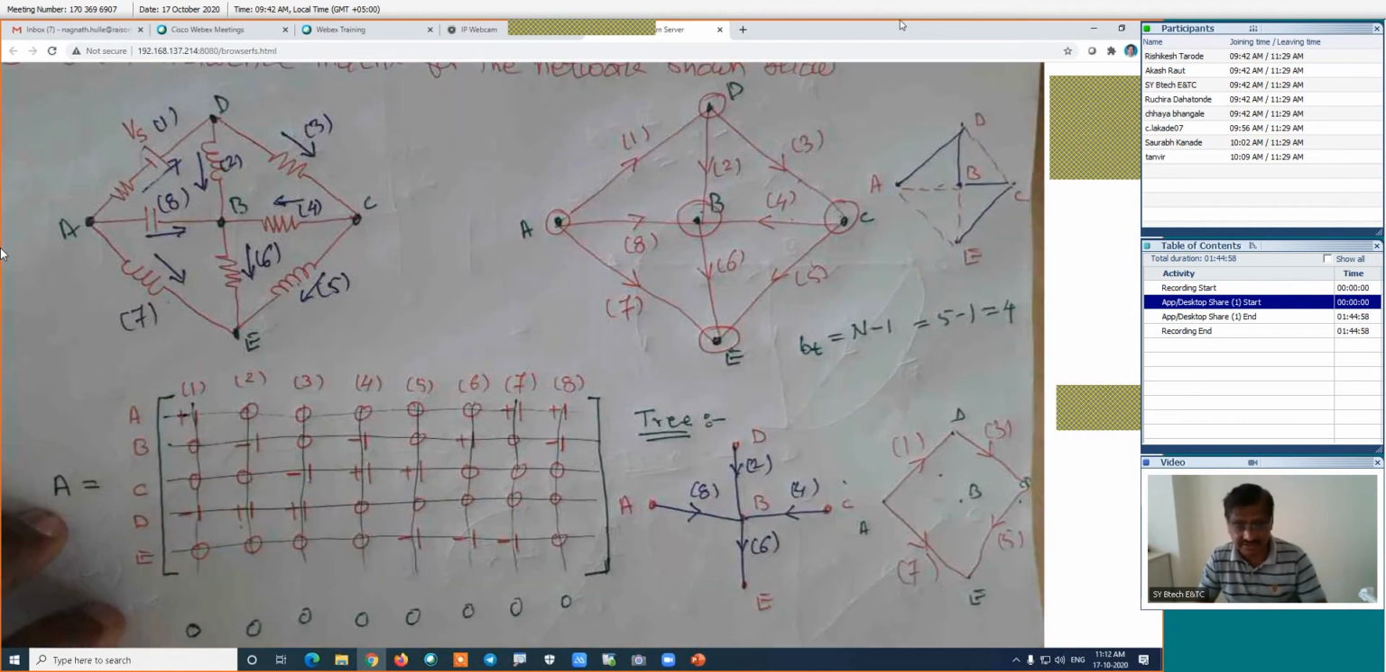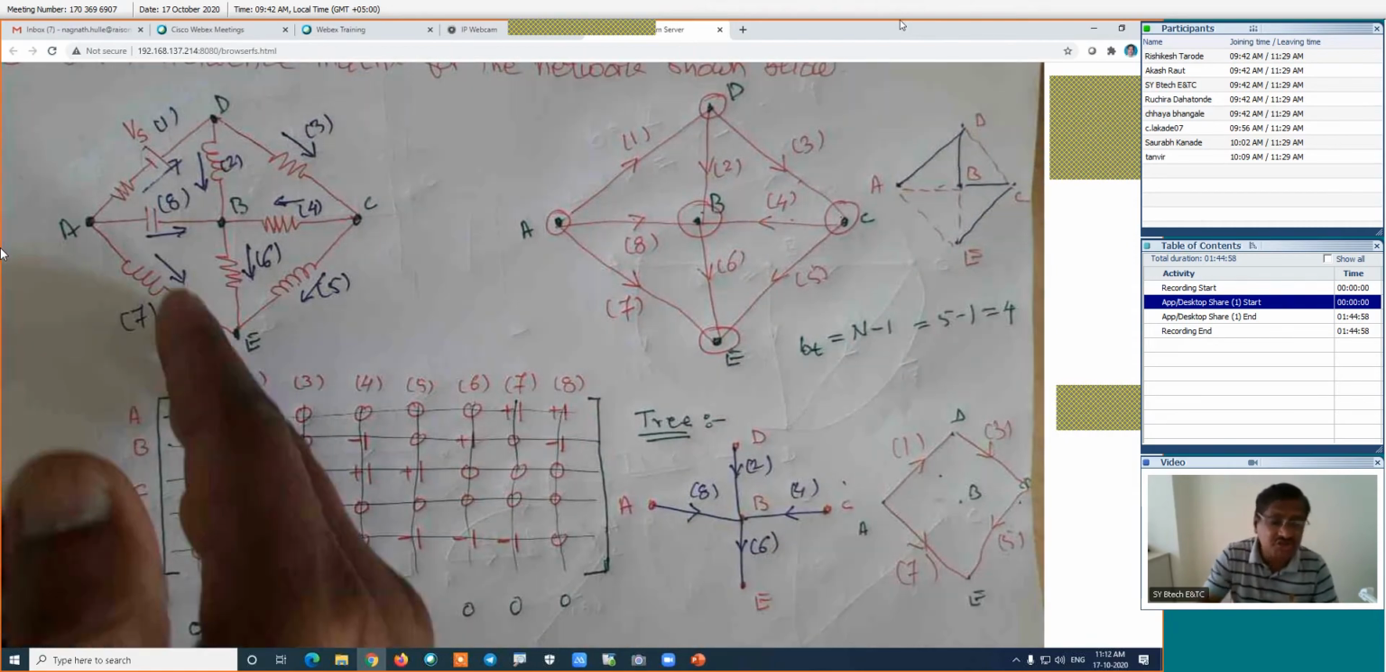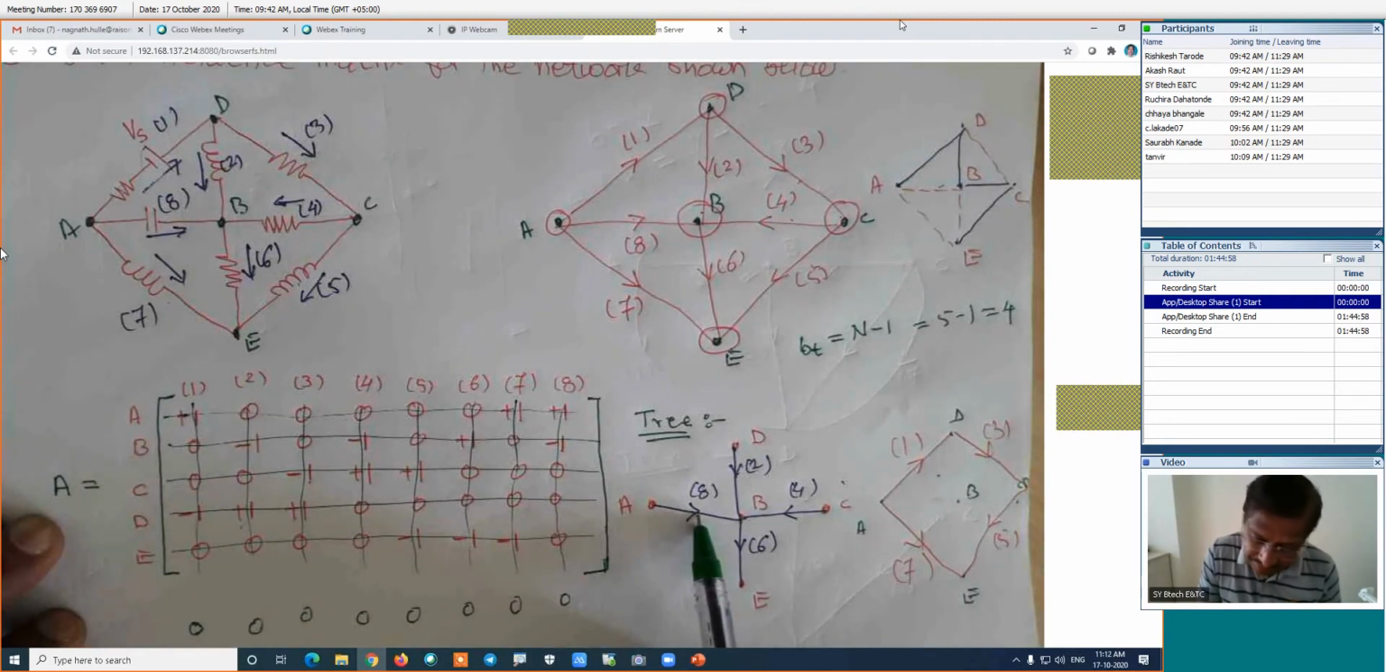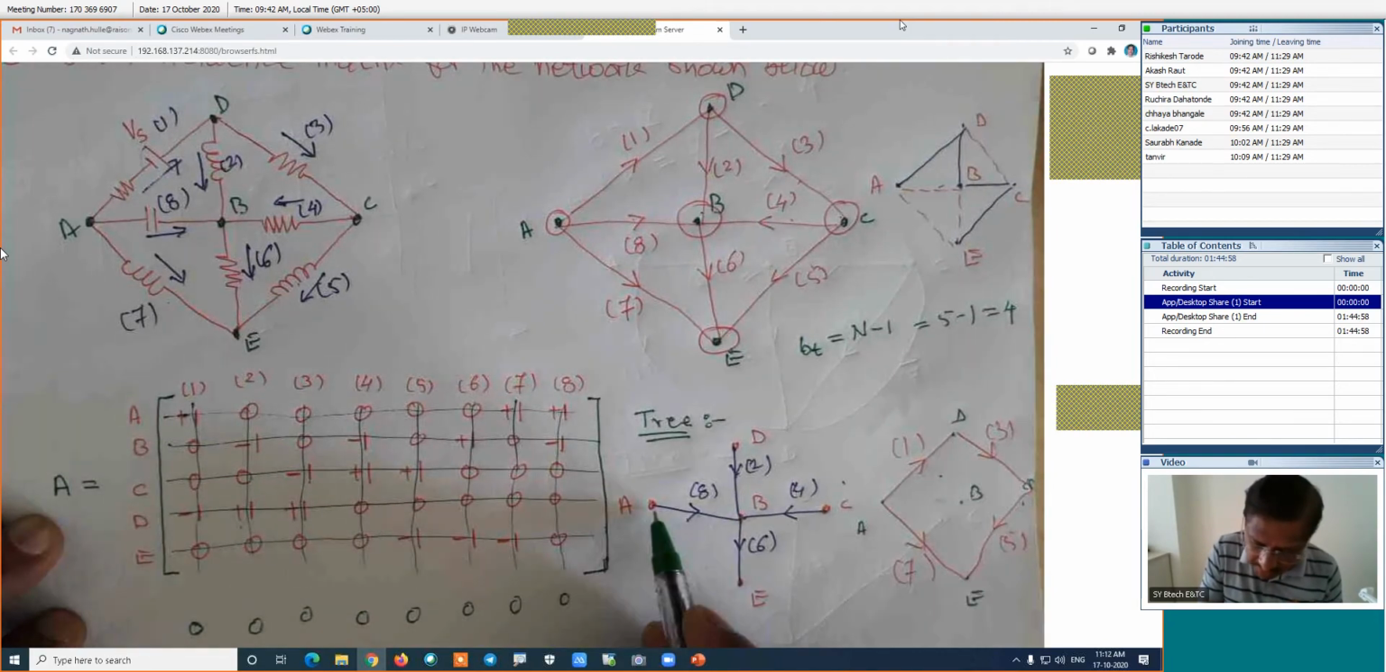This is the property of the incidence matrix. The summation of each column is always 0, because we are finding it for the branch. How much is the current in the branch? Look here. Whatever the current, it is incoming, and it is outgoing. That's why how much current is remaining in the branch? 0. That's why this is outgoing and this is incoming.